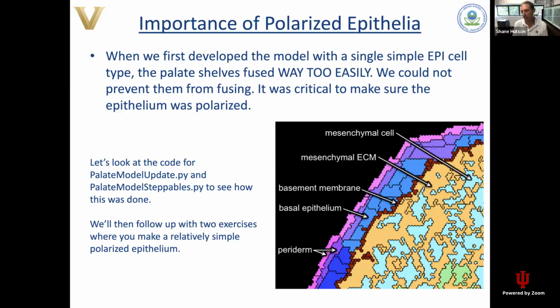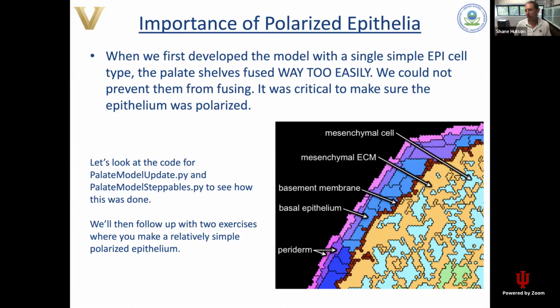So one of the things that was really critical as we were doing this is that we had to have the epithelia be polarized, right? To have compartments in the cell. So there was apical and basal parts of it. In this case, we had apical and basal periderm, and we had another layer of epiderm or epithelial cell below that.